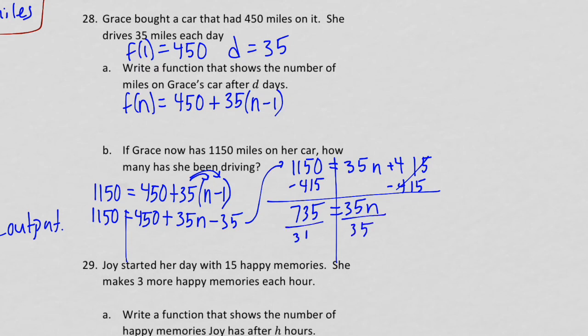And finally divide by 35. So n equals 735 divided by 35. That's going to be 21, correct? Let me check. Yep, 21. 21 days. So she has been driving for 21 days in order to get 1150 miles on her car.